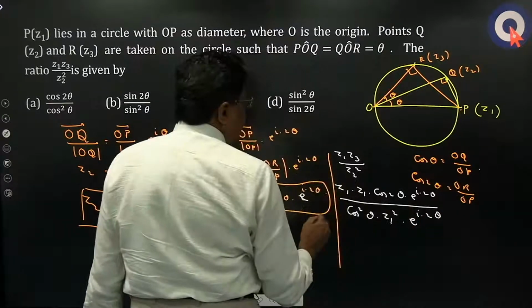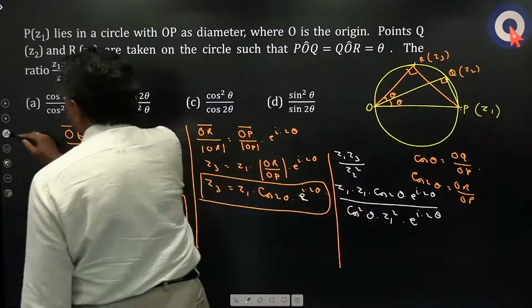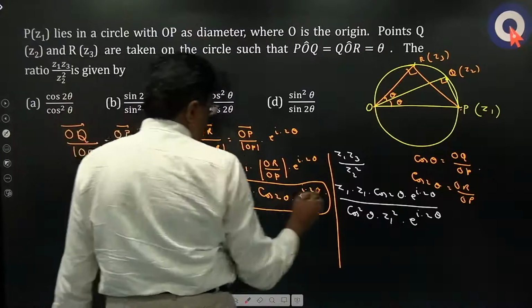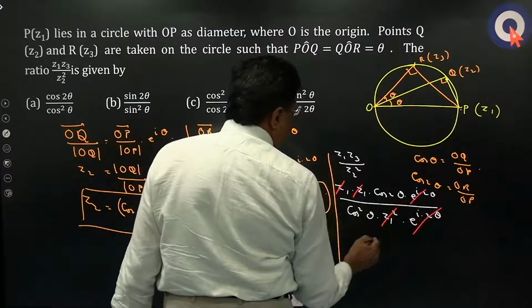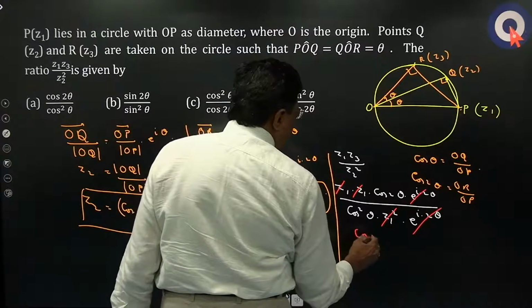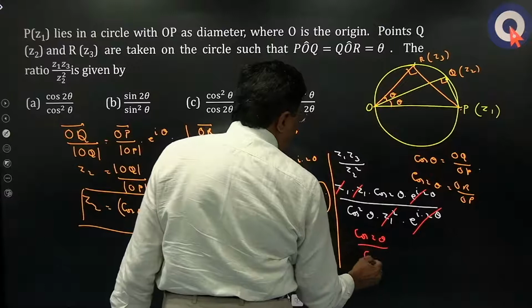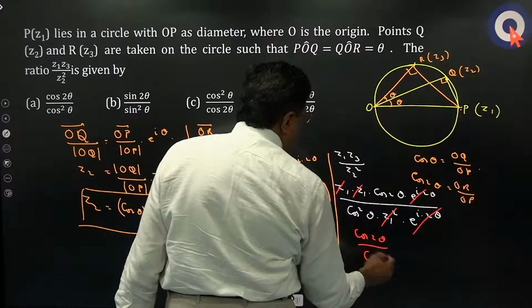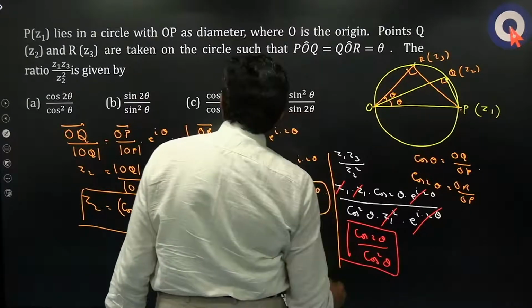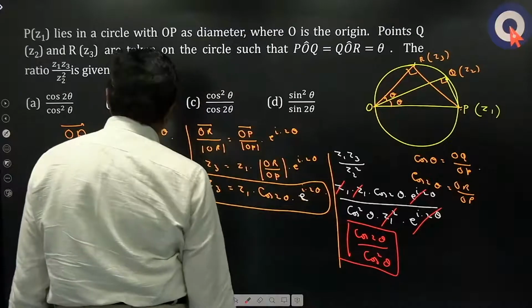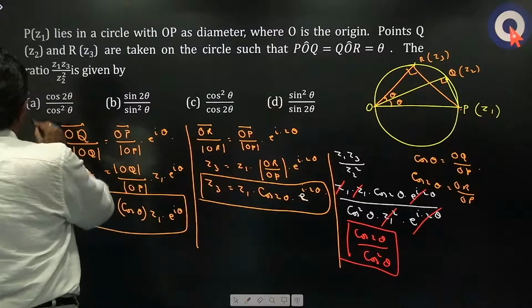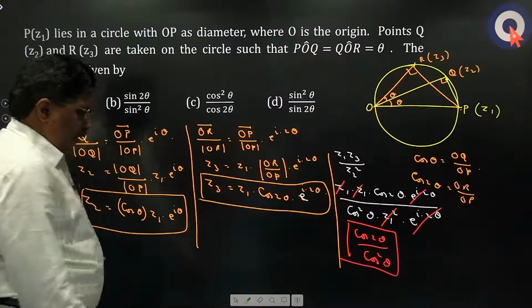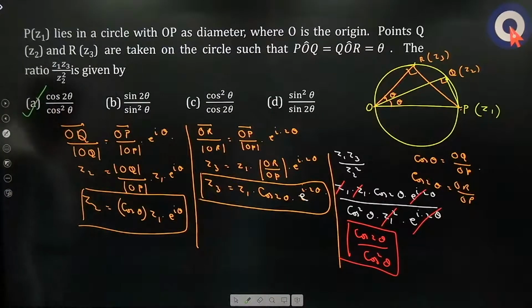So we can cancel Z1 square, and e power i 2 theta is cancelled. What we are left with is cos 2 theta by cos square theta. So option A is correct. All right. Let us move on to the next problem.